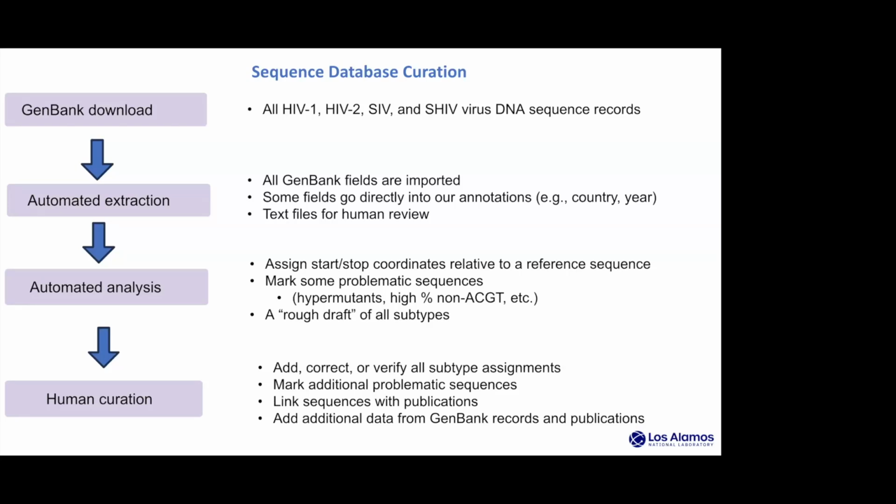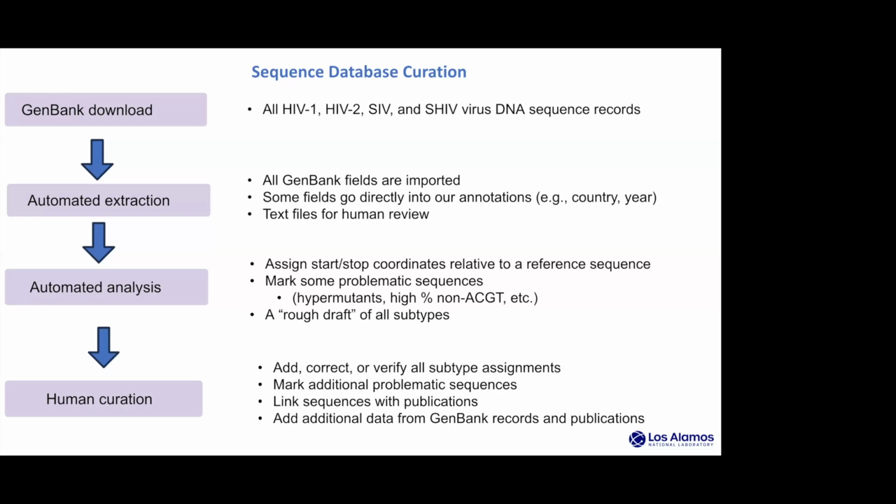Other parts of that GenBank data go into text files, which are then reviewed by humans as to whether they fit our database and which parts fit or don't fit. There are then various automated analysis processes that happen. We assign start and stop coordinates relative to the reference sequence.